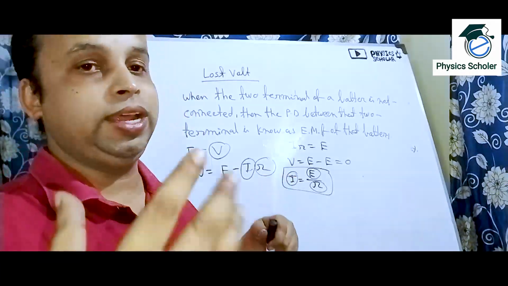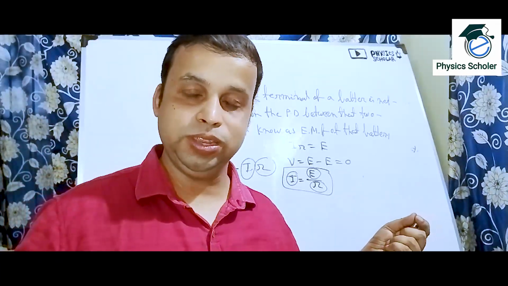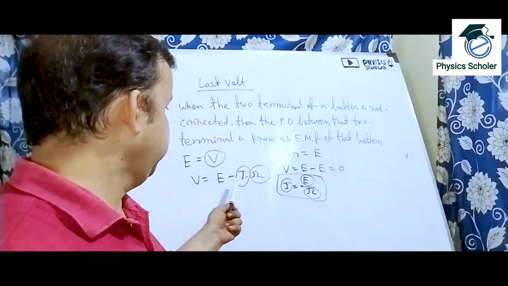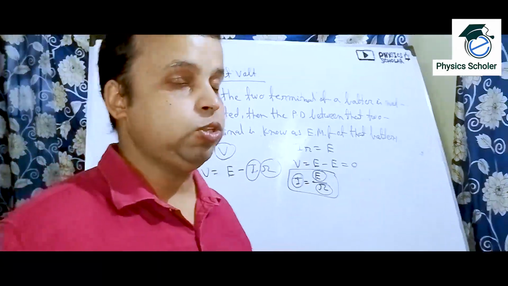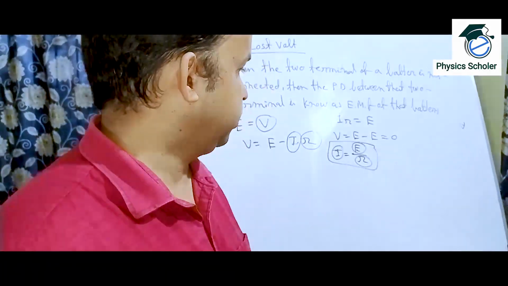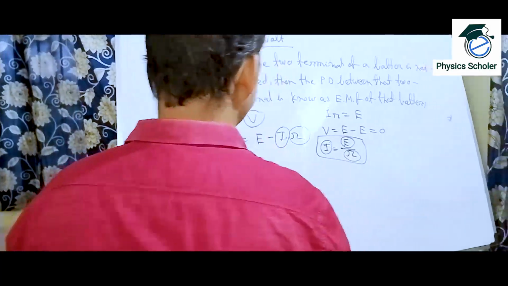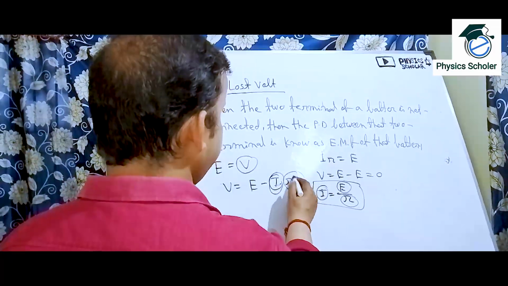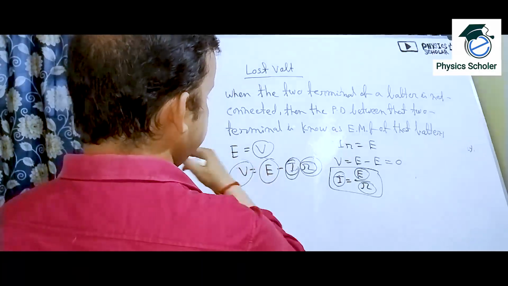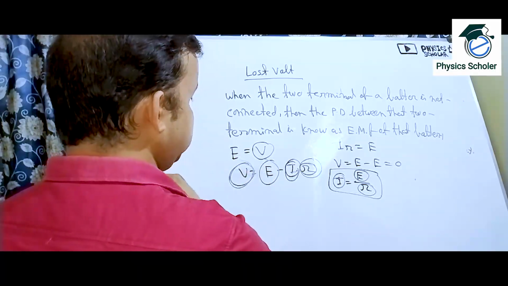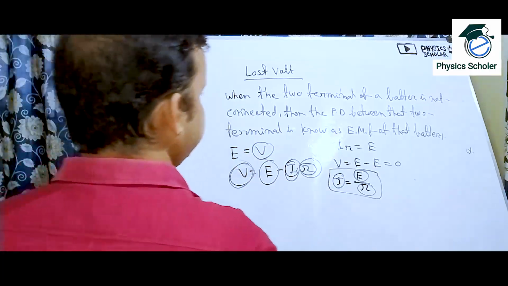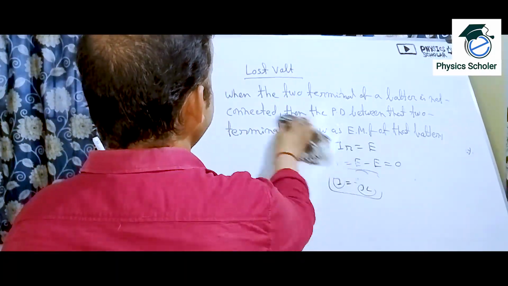If it exceeds more than that, then what? No current will be drawn, even if it is connected with the outer circuit. Why? Because Ir will be equal to E and the potential difference will be 0. If the potential difference is 0, then no current will be drawn in the external circuit. So I think it is clear for you now.